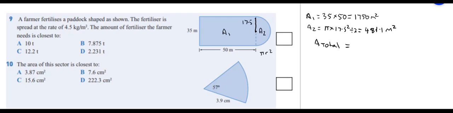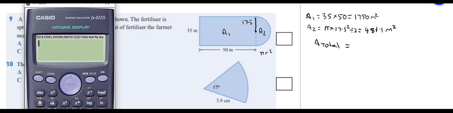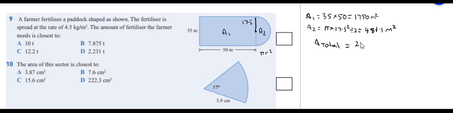Now our total area is going to be adding those two together, so we'll get our calculator again. I'll go 481.1 plus 1750 equals 2231.1. 2231.1 metres squared. Okay, that's the first half done.